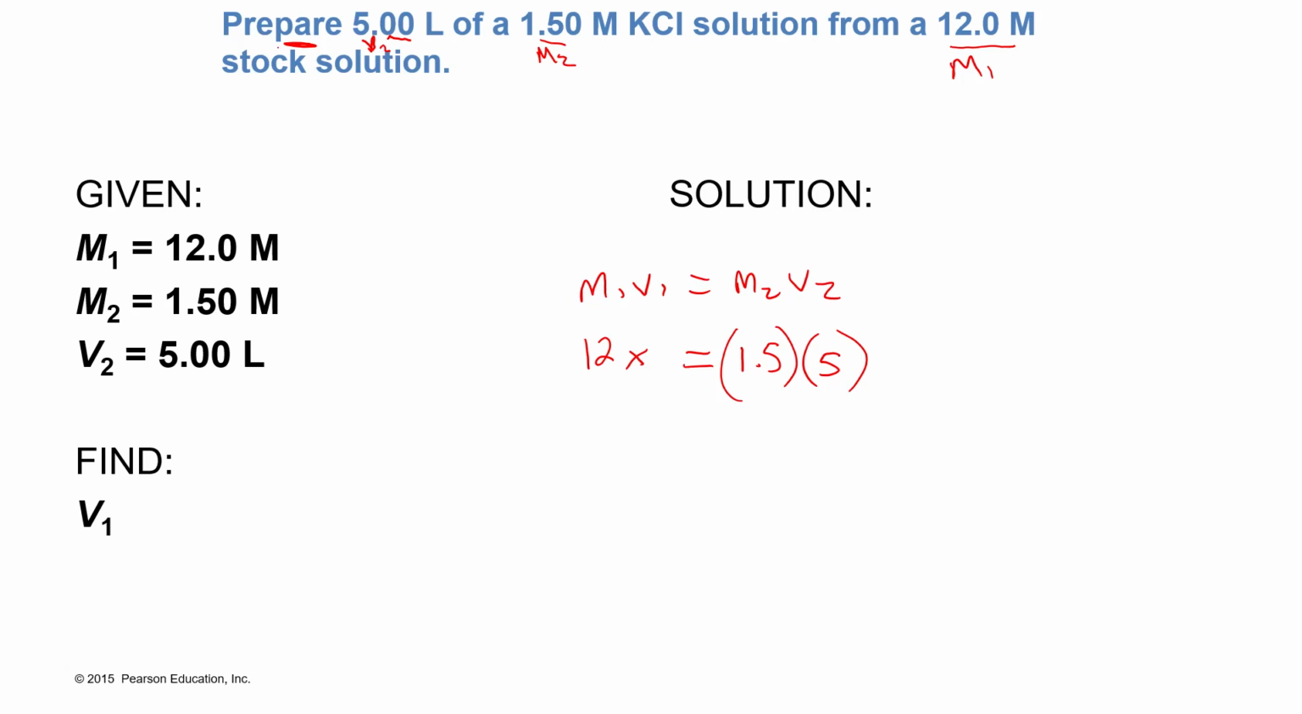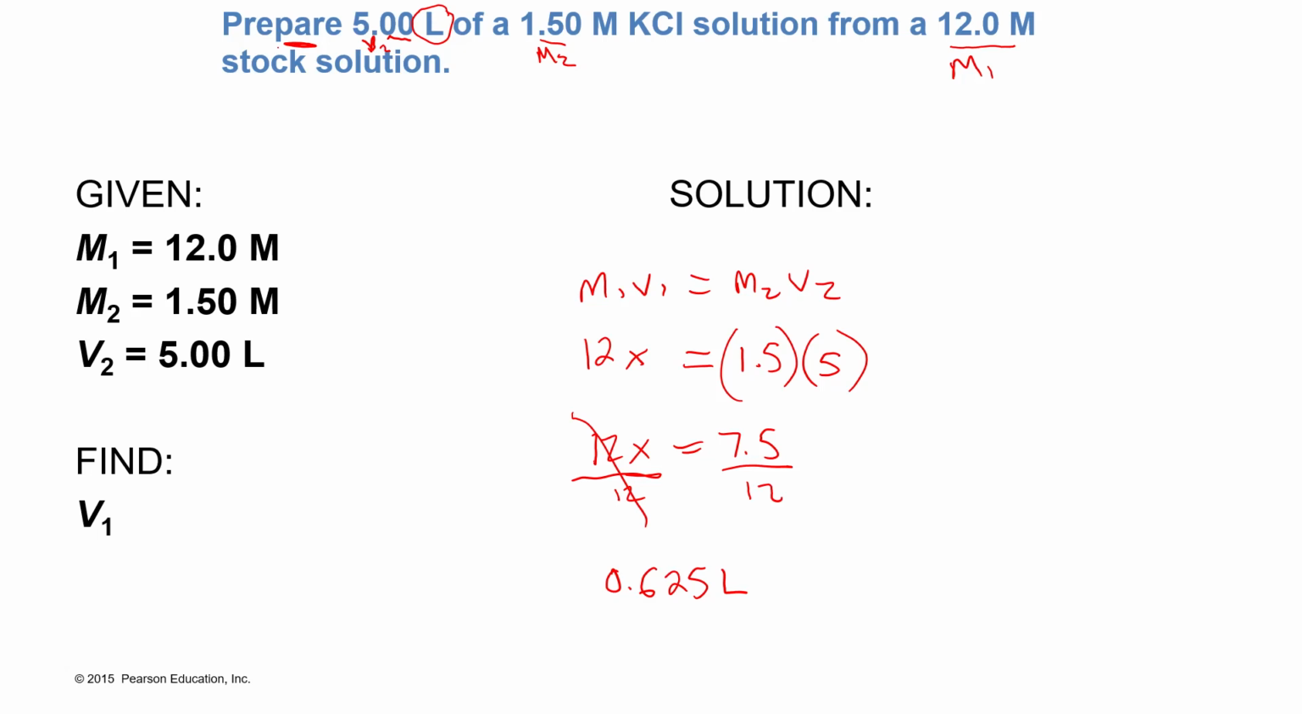So 1.5 times 5 equals 7.5, so we have 12x equals 7.5. Now to isolate the x, we're going to divide by 12 on both sides. So that isolates the x there, and when we do 7.5 divided by 12, our V1 is 0.625 liters. How did we get liters? Well, we want to stick with the same unit that's provided to us in the problem. So if they provide liters, we're going to give the unit liters.